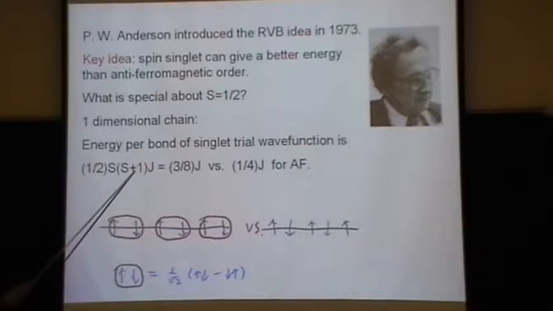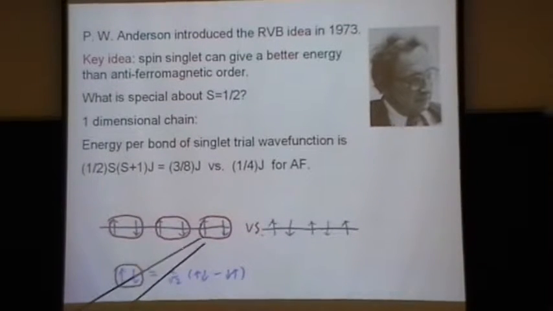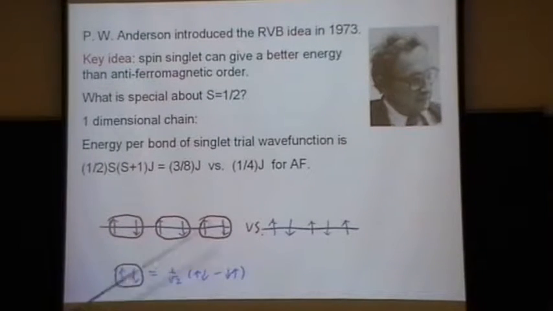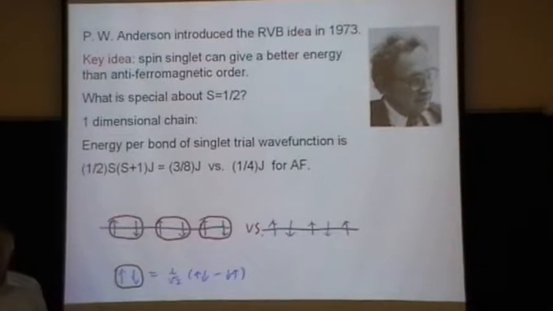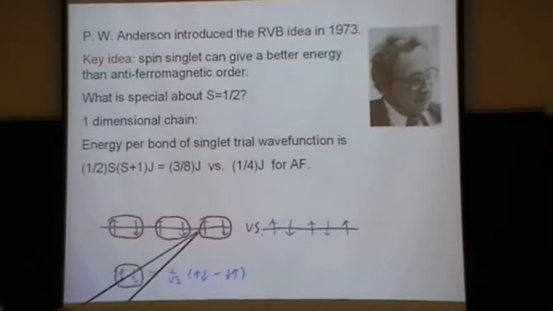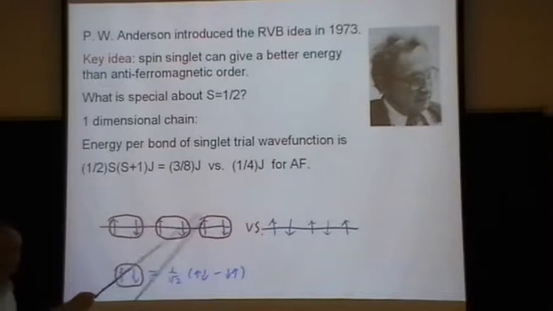So both energy gains come from the 1. When you work this out, it turns out that you gain 3/8 of J per bond. This is negative, that's the energy gain. So 3/8 is bigger than 1/4, last time I checked. So without doing anything, this is already a better trial state than the other state.